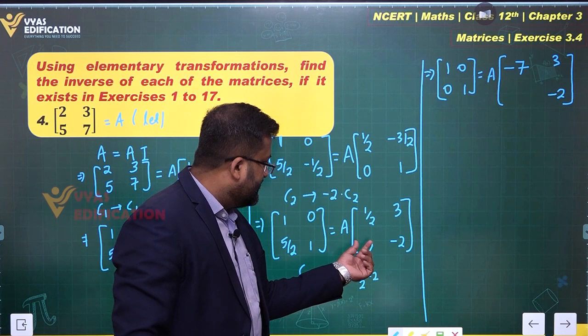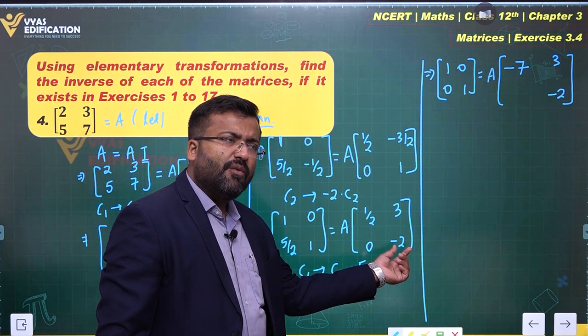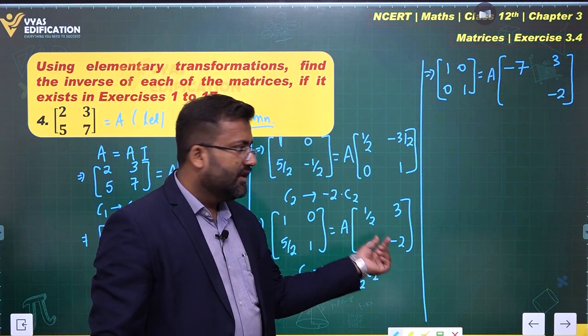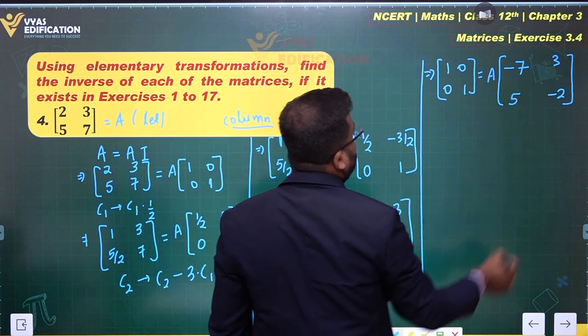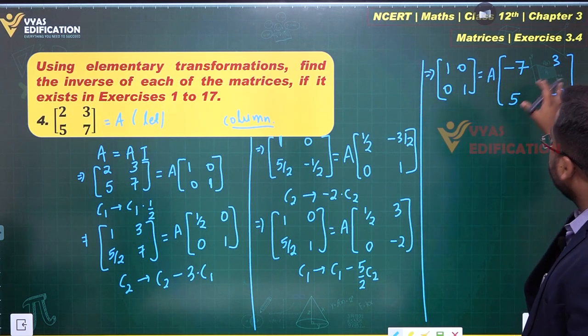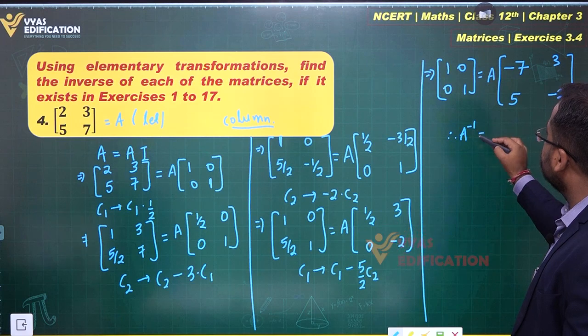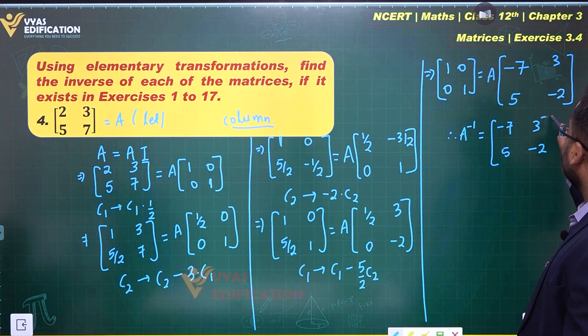What else? 0 minus 5 by 2 times minus 2. Minus 5 by 2 times minus 2 will be actually equal to 5. 0 plus 5 will be equal to 5. Can you please observe this? Yes. This is minus 7, 3, 5, minus 2, and therefore A inverse is this matrix: minus 7, 3, 5, minus 2.